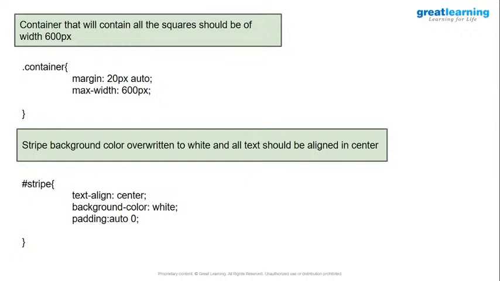The container, again we will apply some CSS to it, margin 20 pixel, auto, max width, right? Then the stripe, the text align will be center, background color will be white, and the padding will be 0. Okay, this is all the styling that we are doing.